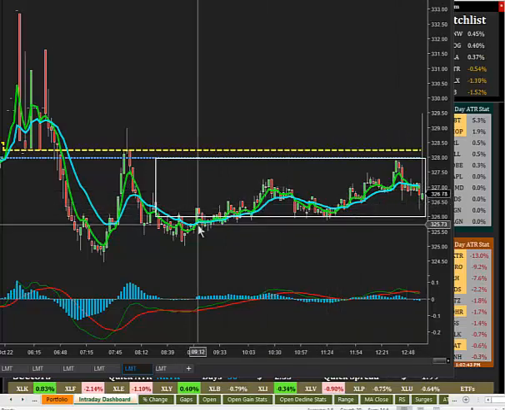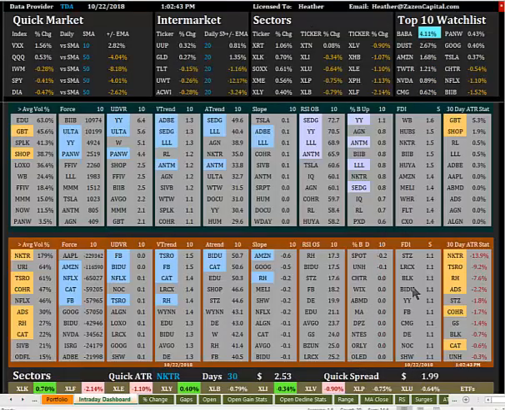I love ranges. I love to find that kind of stuff because then I can watch and wait for a breakout above or below. That's how I use it. I just think of that as consolidations, pullbacks, that sort of thing.